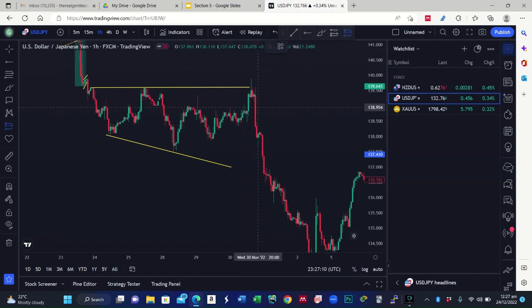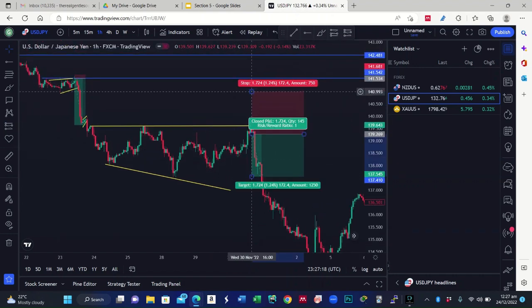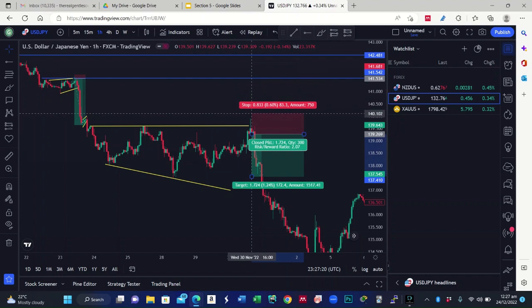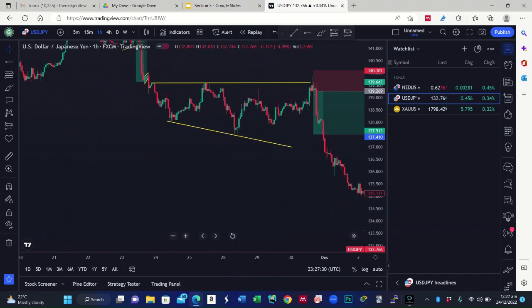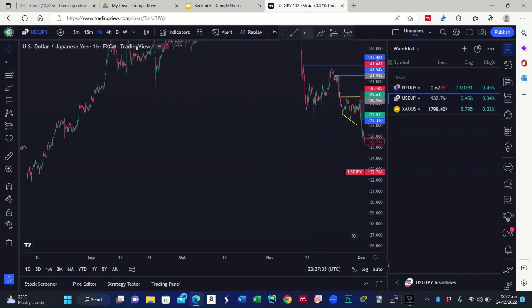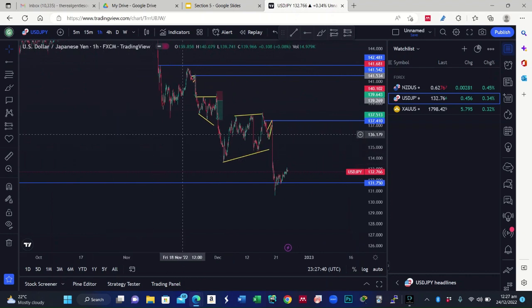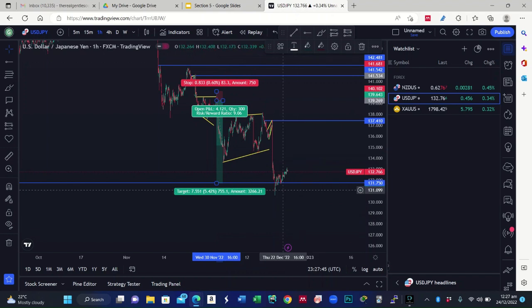So let us enter. So you set your entry, then you reduce your stop loss to above the structure, and then your take profit will be at this low for your first take profit. And then for your second take profit, you can target this other significant low, which is here. And as you can see, price already hit that low.